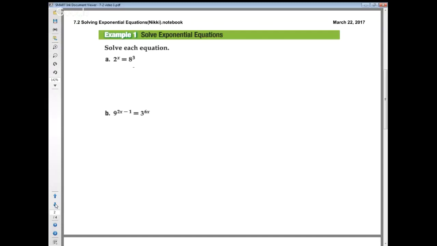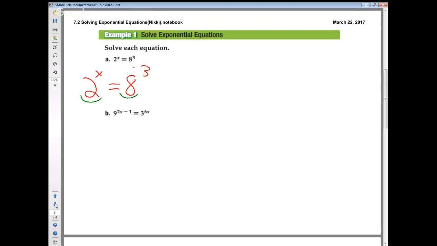Our first example is asking us to solve each equation. So let's go ahead and look at the first one. The first one says that we're going to have 2 to the x, and that's going to be set equal to 8 cubed. Now, right away, if we look at the two bases, we know that they are not the same. One is 2, and the other is 8.